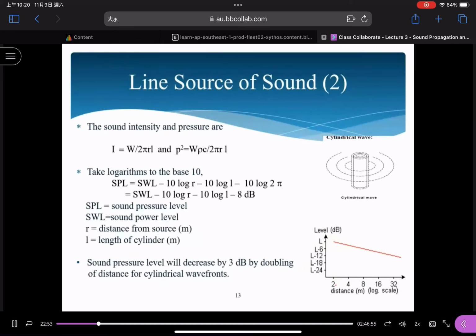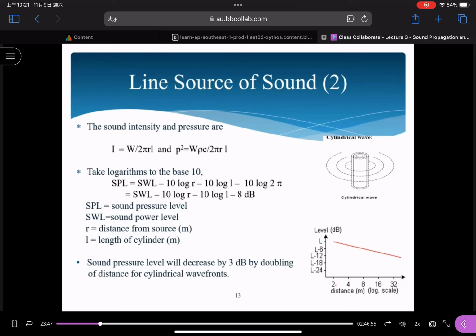This equation is different from the previous equation, which mentions the effects of spherical wave. This is used for line source. Referring to this equation, R is the direct distance between the source and the receiver, and L is the length of this line source. But when we consider these equations, you can see that when we double the distance, the change is just 3 dB instead of 6 dB. If we keep L as a constant value, when we double the separation distance between source and receiver, the change is just a 3 dB reduction. This is the second equation.